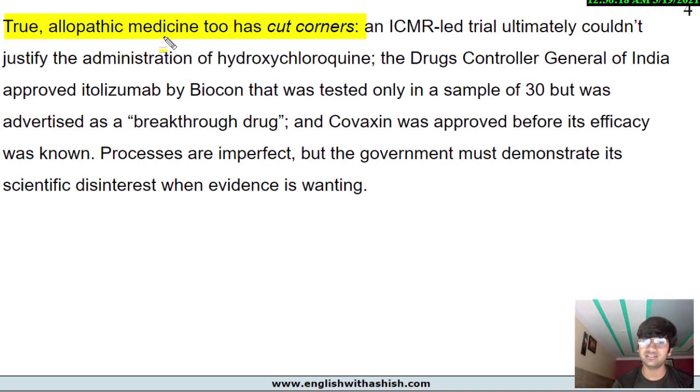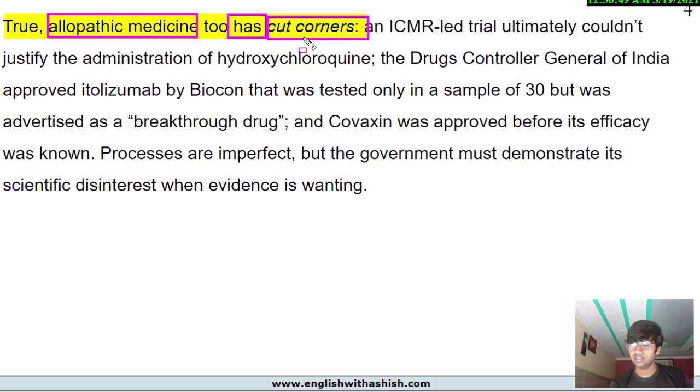So the subject is allopathic medicine. Medicine is the main noun. Allopathic is an adjective. Adjective, noun, noun phrase: allopathic medicine. Too has cut corners, right? Too, adverb. Has is the main verb. Cut corners, again a noun. So allopathic medicine, subject, has, verb, too, adverb, cut corners, noun. Okay. Independent clause, complete sentence. Now after that we have a colon. That means the next part is going to give an explanation of this part.